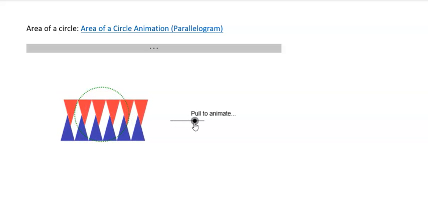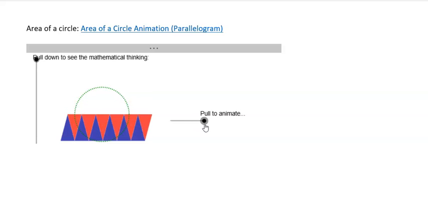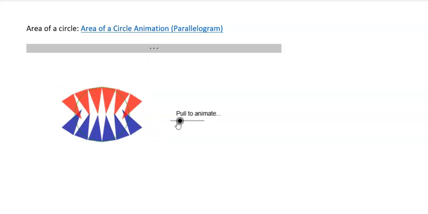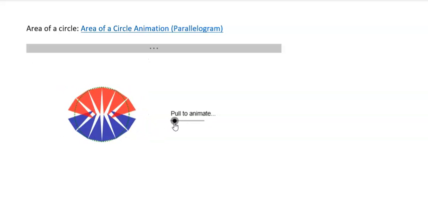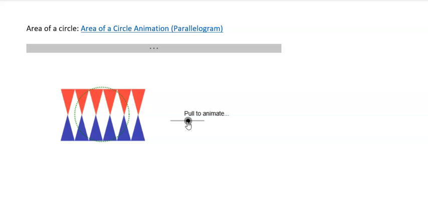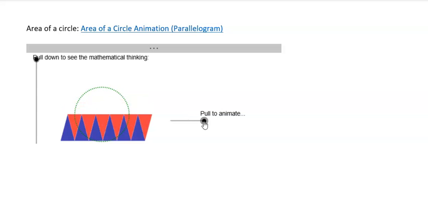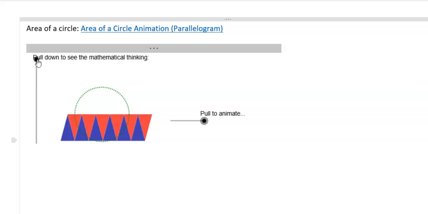and then slide them together. What do we get? That is a parallelogram. And what is the length of the base? Think about the length of the base. I'll back it up. The length of the base is half of the distance around the circle. So the mathematical thinking is here.